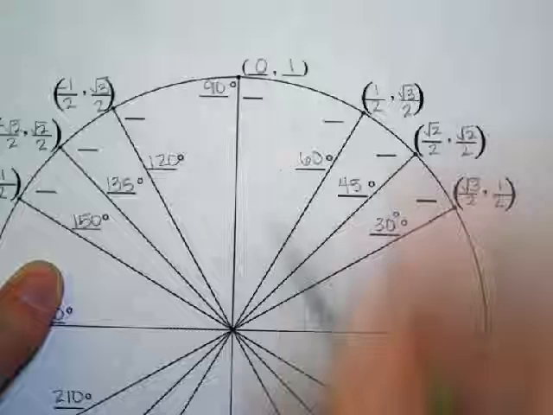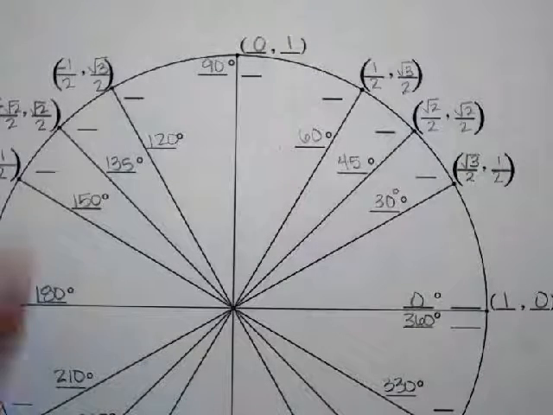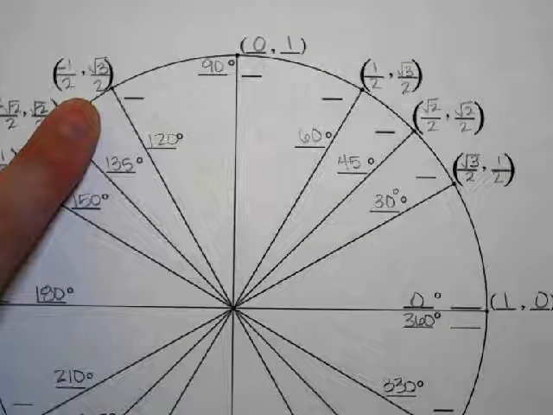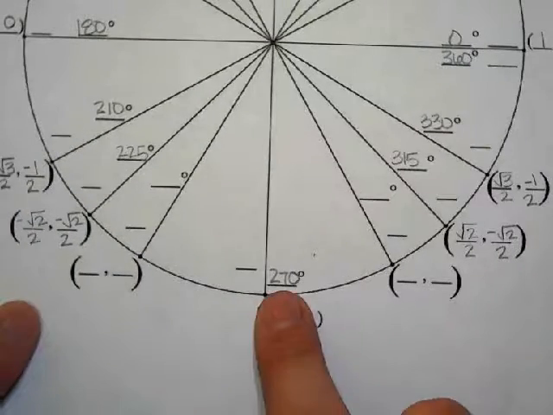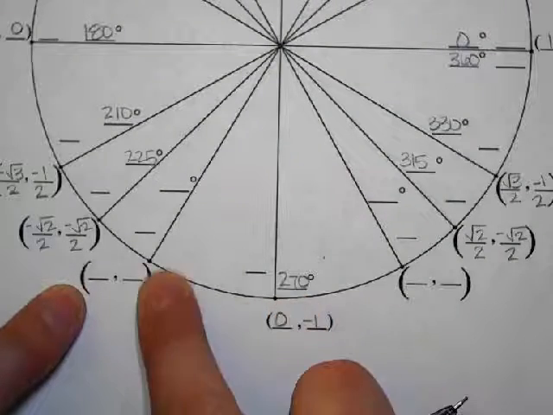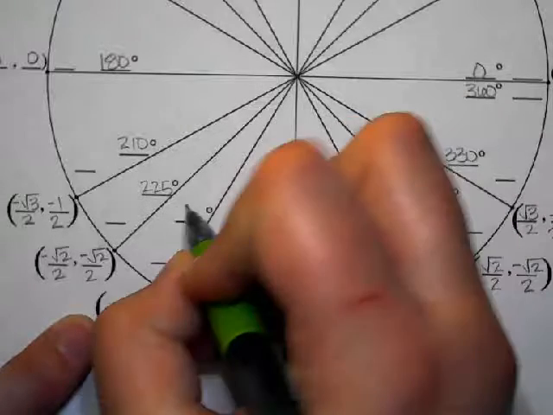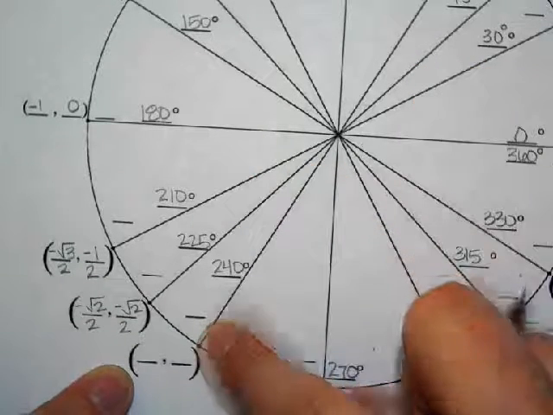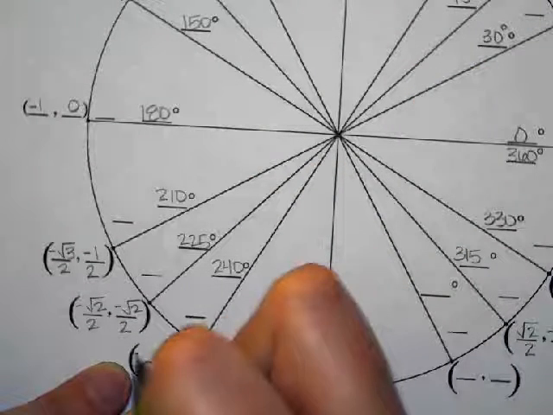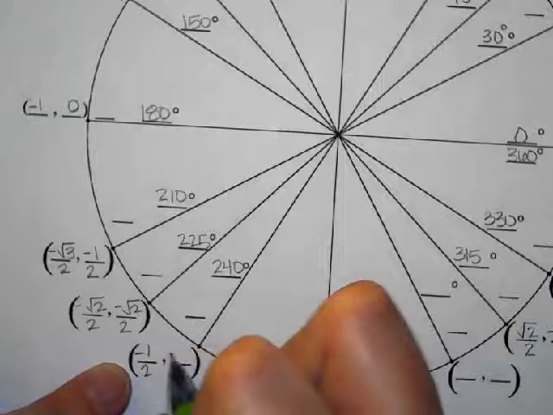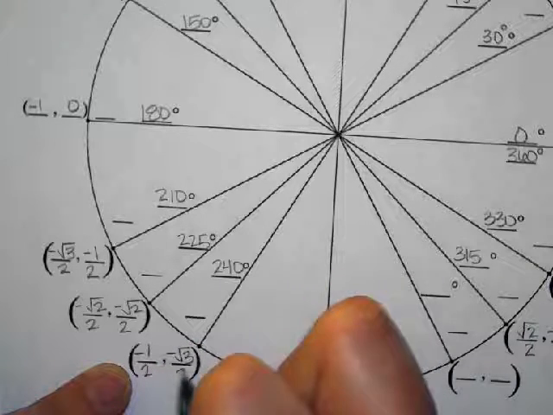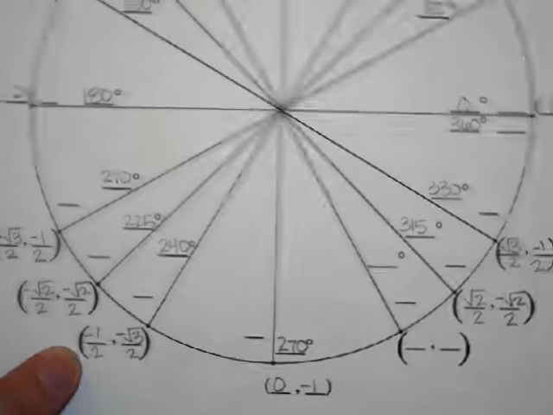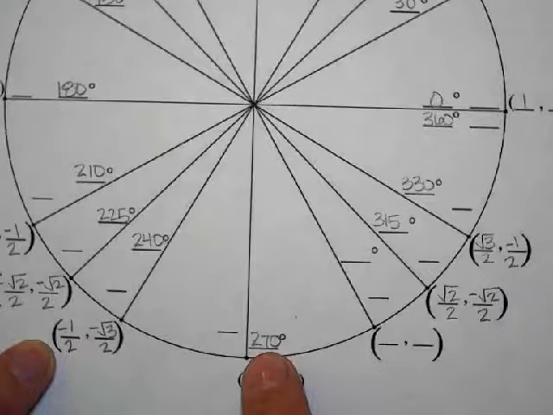And then down here we have 270. What is 30 degrees smaller than 270? 240. So we have left 1/2, down root 3 over 2. And then we have 30 degrees bigger than 270, which is 300. And we have right 1/2, down root 3 over 2.